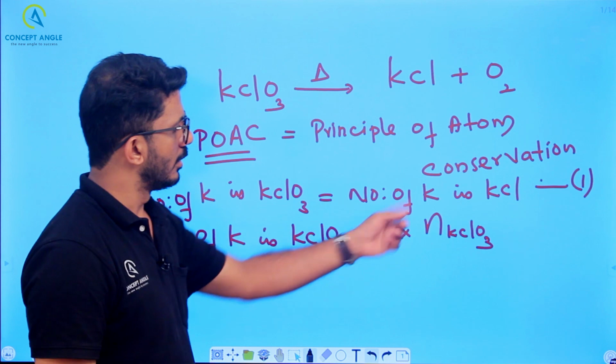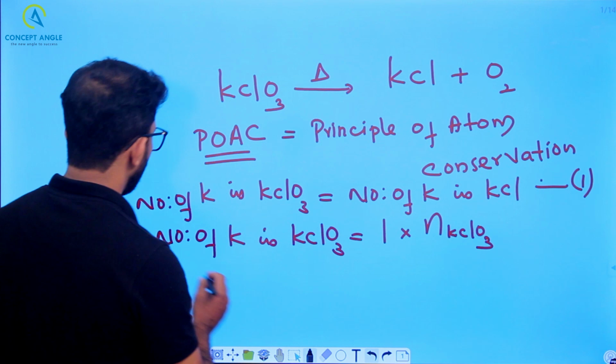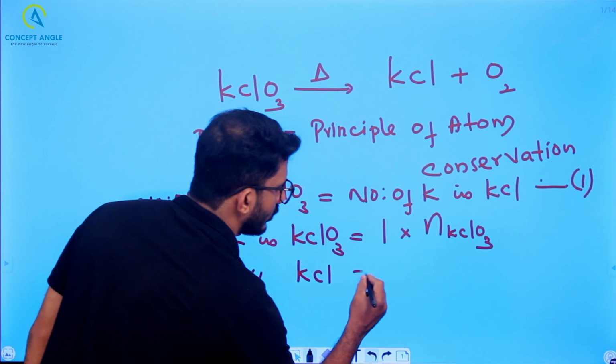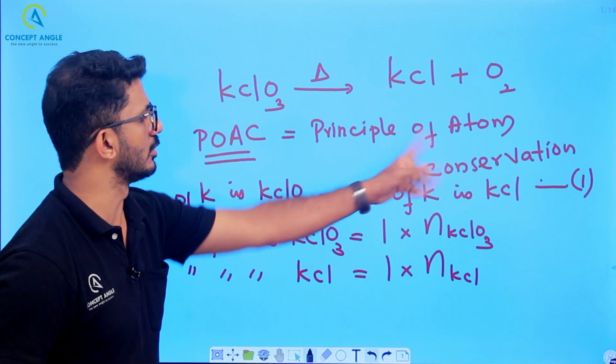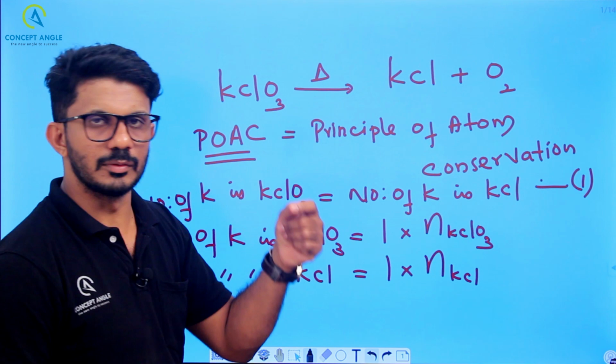കാരണം എന്താ, അവിടെ രണ്ട് മോൾ ഉണ്ടെങ്കിൽ അതിന് വണ്ണും ഉണ്ട്, കാരണം ഓരോന്നിലും ഓരോ K ഉണ്ട്, ഓരോ KClO3. In the similar way, number of moles of K in KCl is equal to, ഒരു KCl ഒന്ന്, എത്ര മോളുണ്ടോ അത്രയും. ഓക്കെ, രണ്ട് മോൾ ഉണ്ടെങ്കിൽ 2. So number of moles of KCl. And these two are equal. Number of K in KClO3 is equal to number of K in KCl according to principle of atom conservation. According to principle of atom conservation, they both are equal.